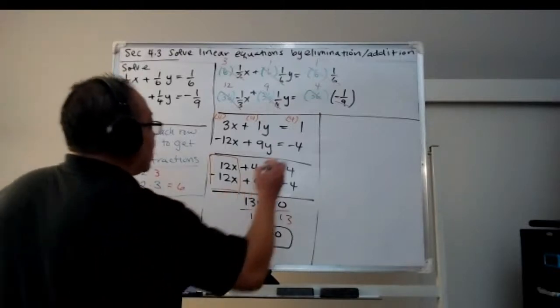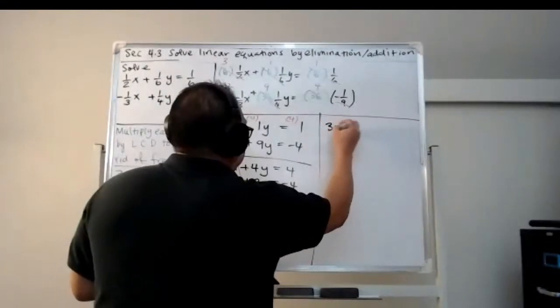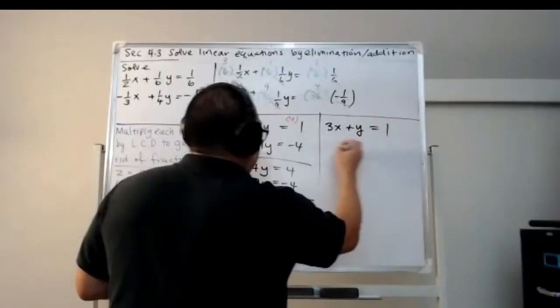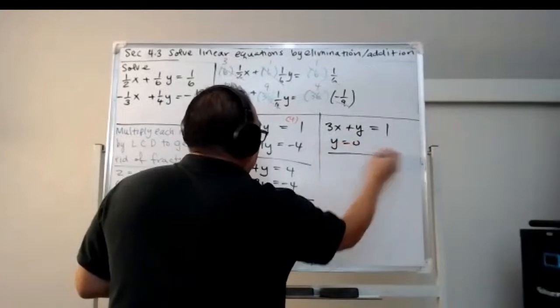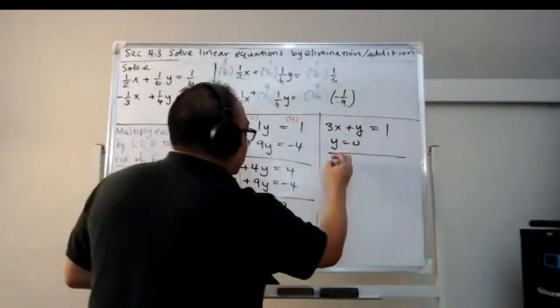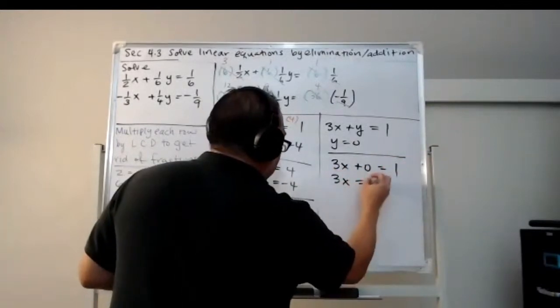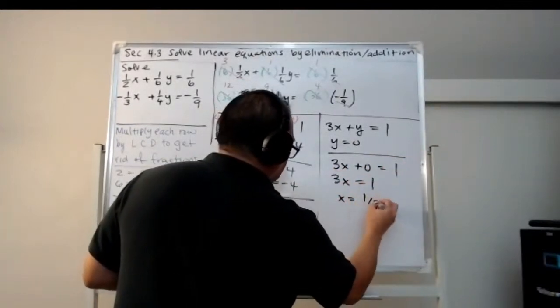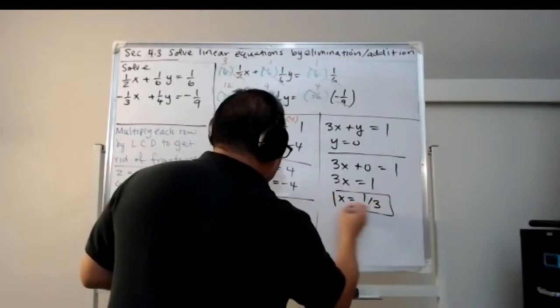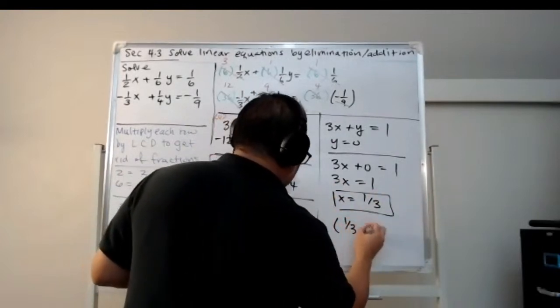Okay. So we have 3x plus y is equal to 1, y is equal to 0. So I get 3x plus 0 is equal to 1, 3x is equal to 1, x is equal to 1/3. So our answer is 1/3, 0.